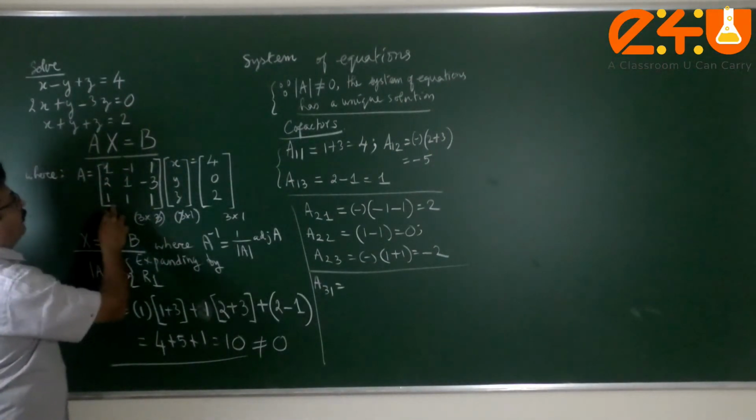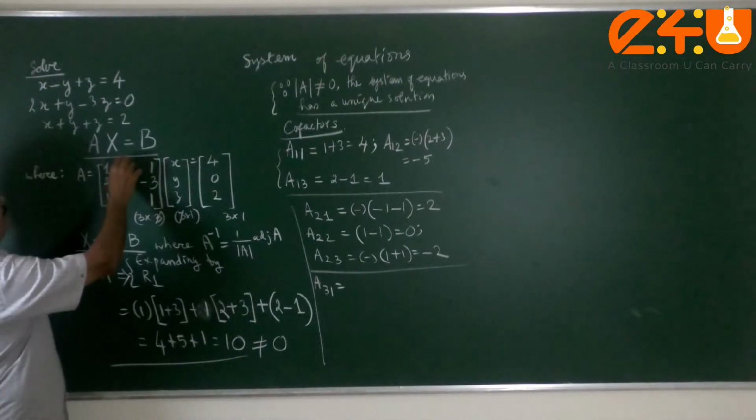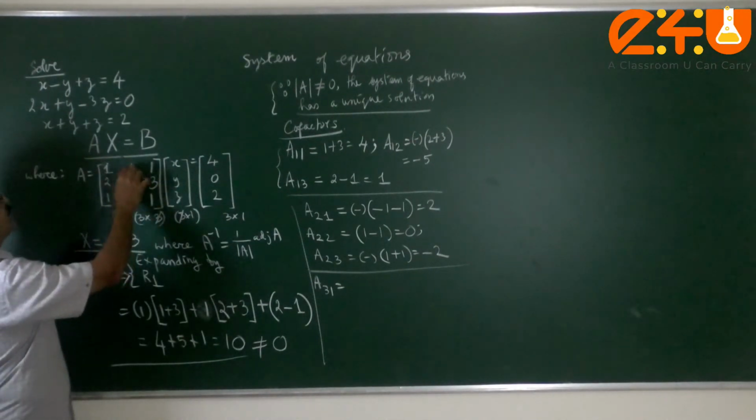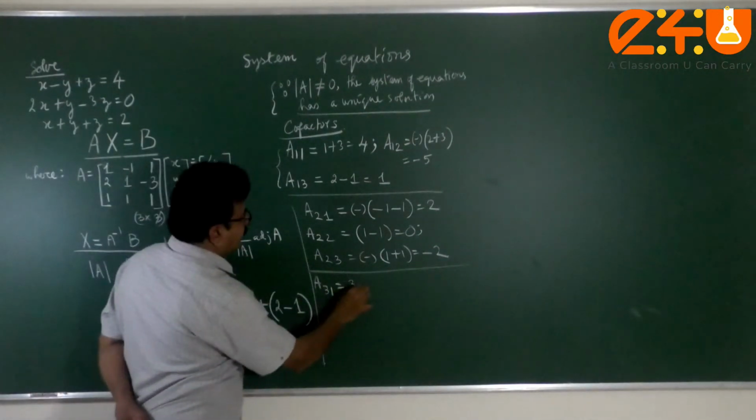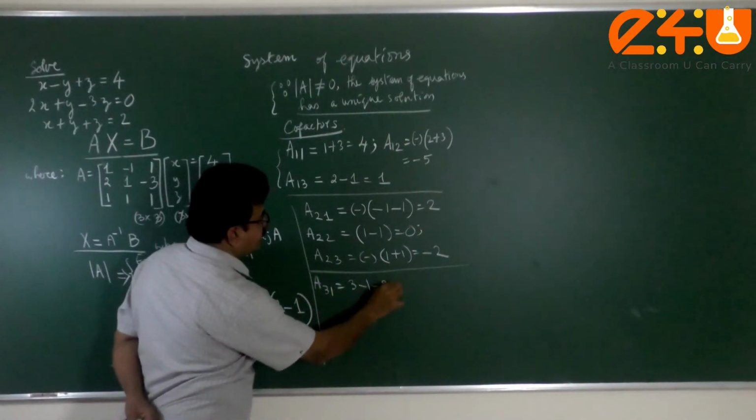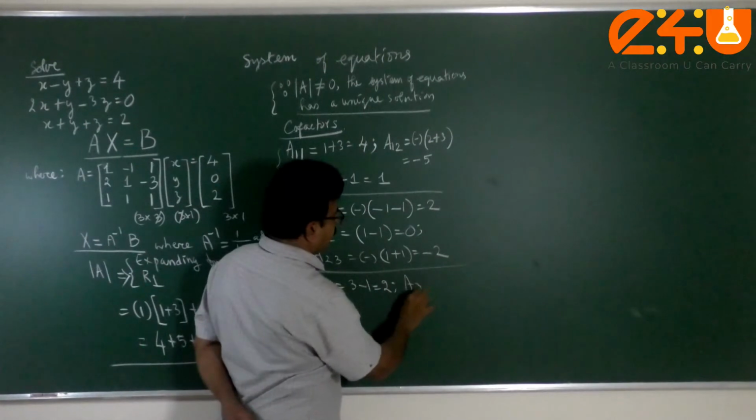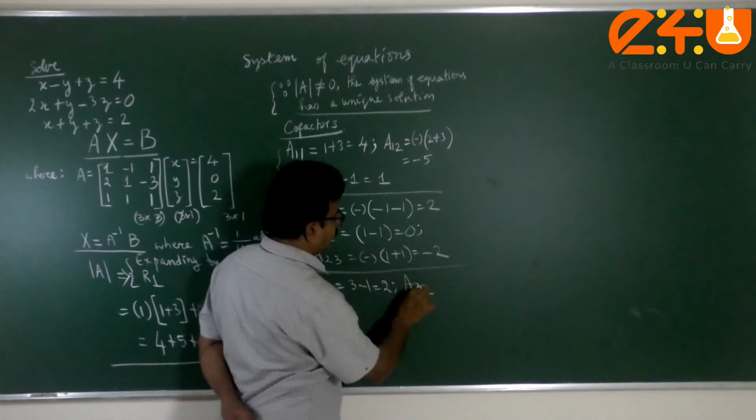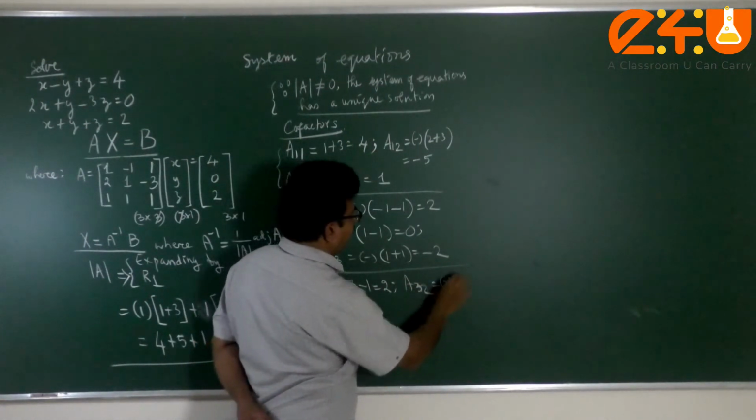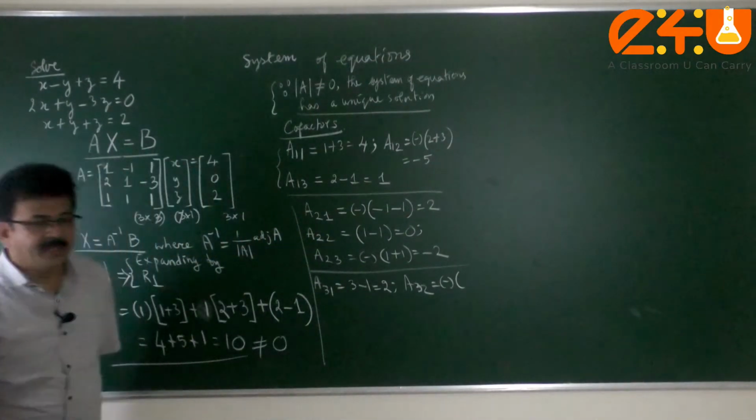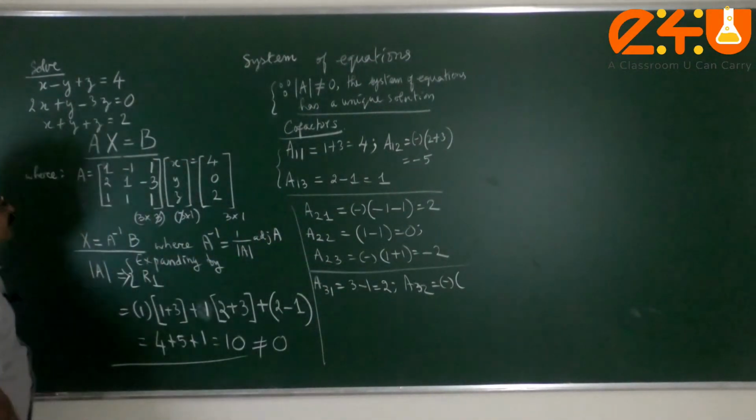In third row, first column, the cofactor is forward diagonal minus 1, minus 3. Product is 3 minus of 1, giving 2. Continue to element 3, 2. It begins with a negative sign. And let's go ahead with the minor of that.